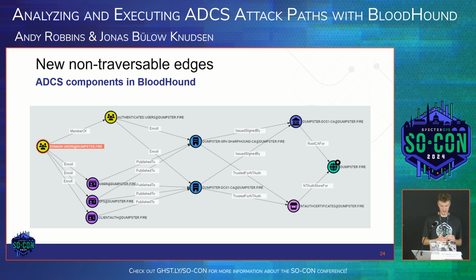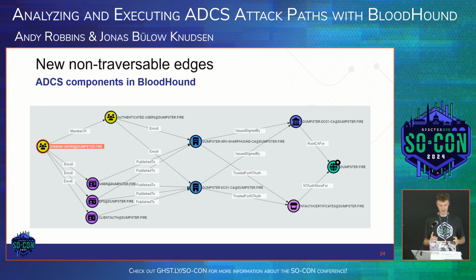And then in the middle of the screen we have two enterprise CAs. They both have an IssuedSignedBy edge that goes up to the root CA. So that tells us that these enterprise CAs are issued and signed by this root CA, so they chain up to a root CA for the domain. Both of them are also in the NTAuthStore, so they have a TrustedForNTAuth edge directed to the NTAuthStore.